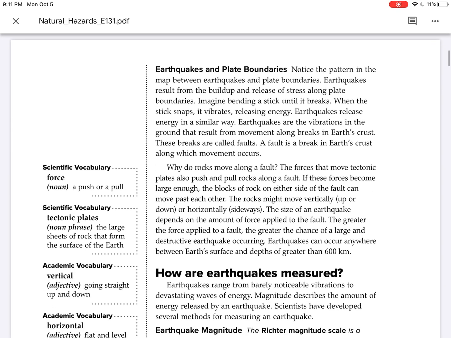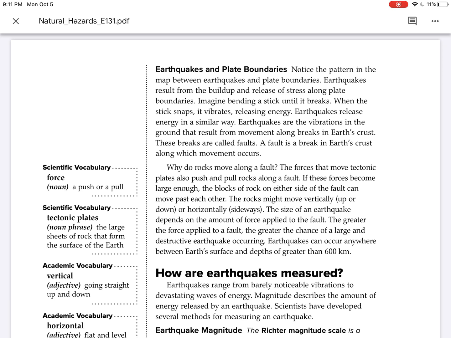Earthquakes and plate boundaries. Notice the pattern in the map between earthquakes and plate boundaries. Earthquakes result from the buildup and release of stress along plate boundaries. Imagine bending a stick until it breaks. When the stick snaps, it vibrates, releasing energy. Earthquakes release energy in a similar way.